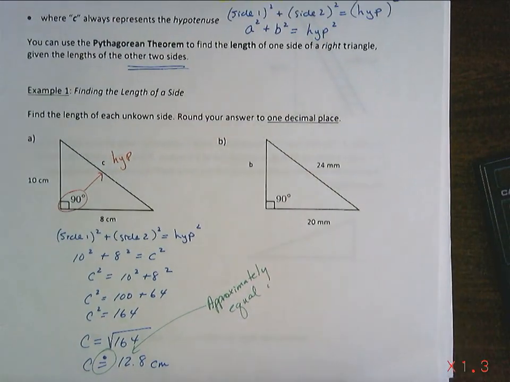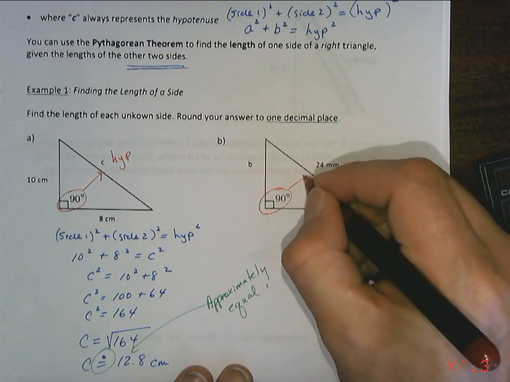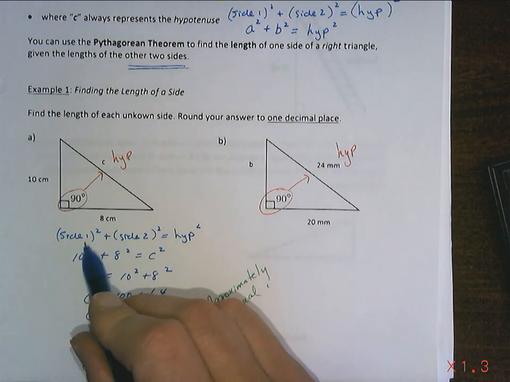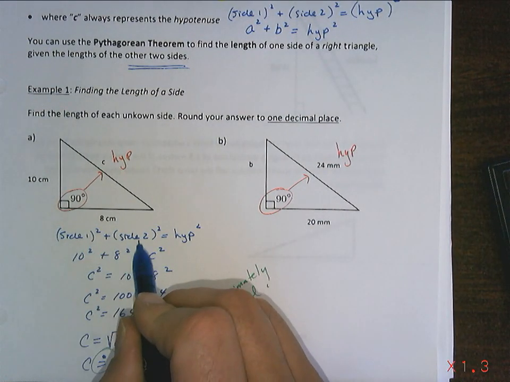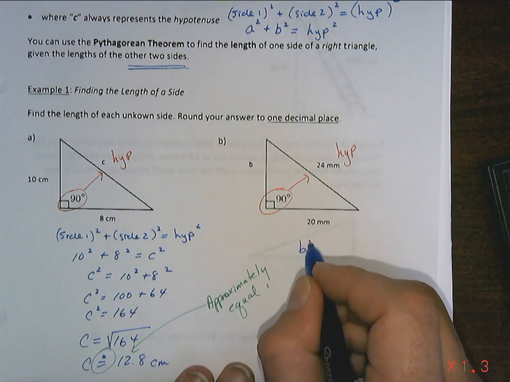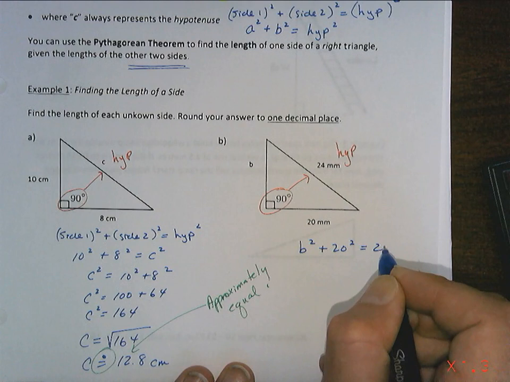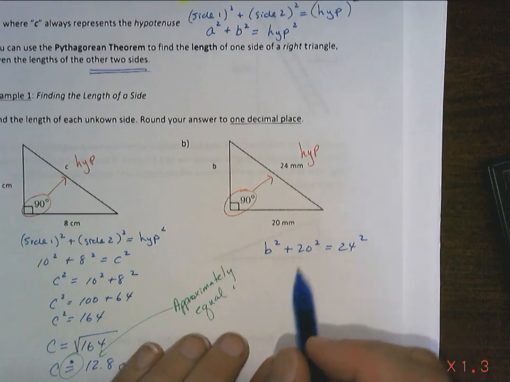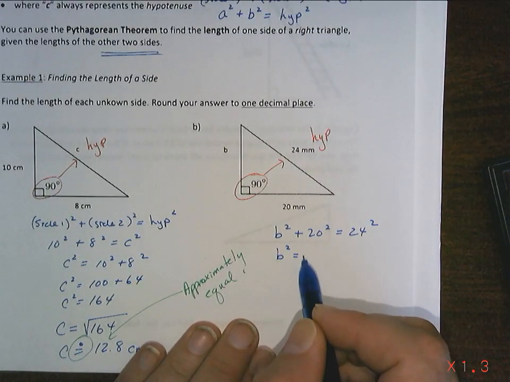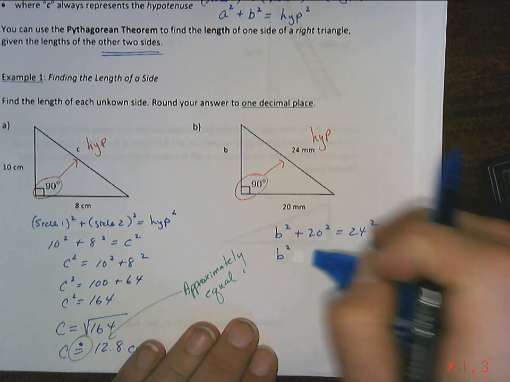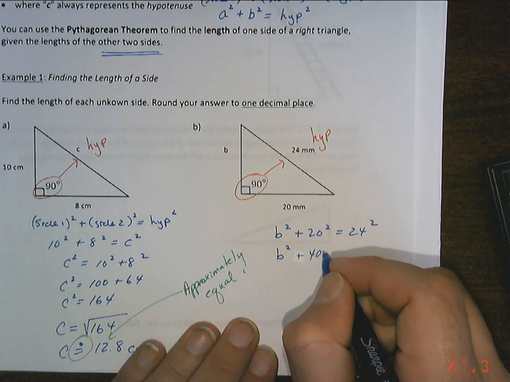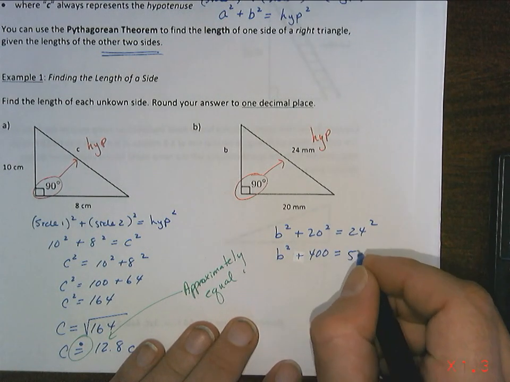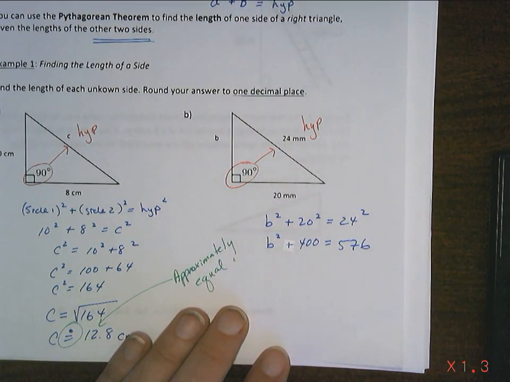Here's our next example. First thing you do, circle the 90, put the arrow, you've got your hypotenuse. Using my formula, side 1 squared plus side 2 squared equals hypotenuse squared, is b squared plus 20 squared equals 24 squared. If you don't have it set up like that, you're going to get it wrong. Change it to numbers that I'm more comfortable working with. Oh, sorry. So it's b squared plus 400 equals 576. Now what we want to do is isolate the b squared.